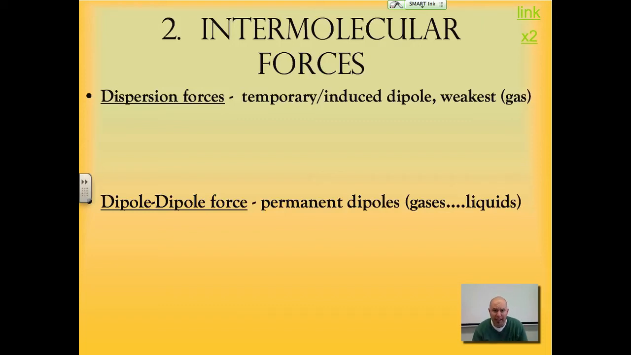All right, so our next type of forces, after dispersion, which were the weakest, the temporary ones, are your dipole-dipole forces. They are stronger, and that's most notably because they're permanent. So these are permanent dipoles. Again, dipoles, two poles, have a positive and negative end.